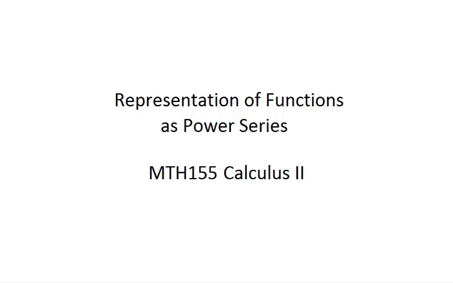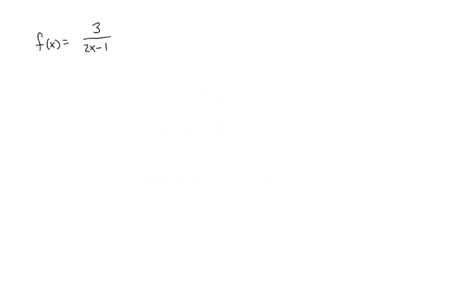In this video, we're going to take a look at representation of functions as power series. In this first example, I have f of x is equal to 3 divided by 2x minus 1. And for this function, I'm going to rewrite this as negative 3 divided by 1 minus 2x. And then I'm going to write the basic model for the geometric series, so we can see how this relates.